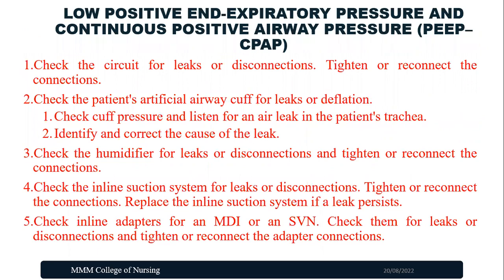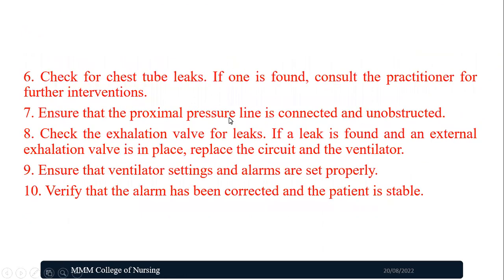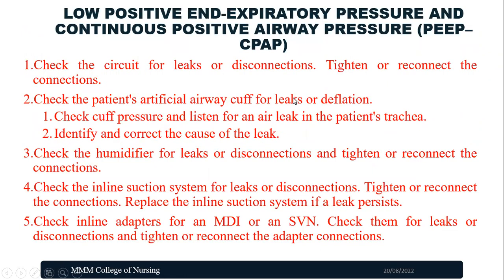Next, PEEP and CPAP variations. Check the circuit for leaks or disconnections. Tighten or reconnect the connection. Check the patient's artificial airway cuff for leaks or deflation. Check the cuff pressure and listen for an air leak in the patient's trachea. Identify and correct the cause of the leak.